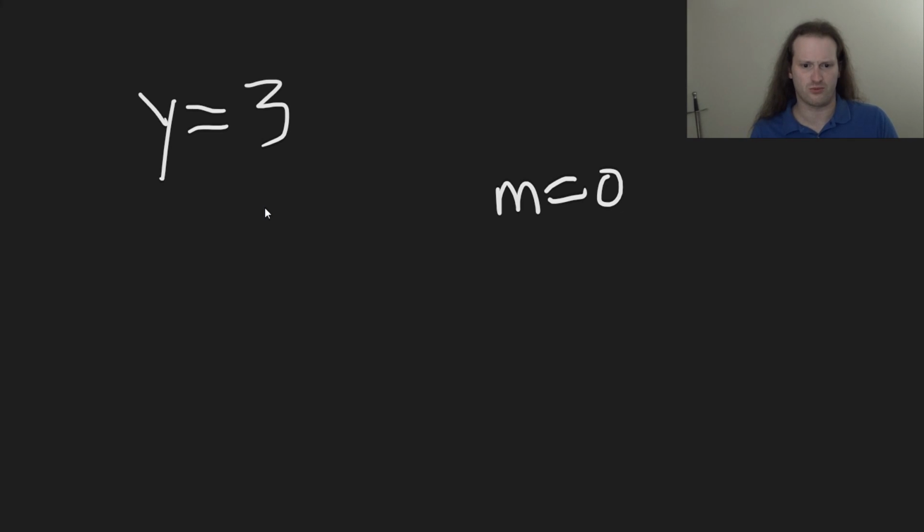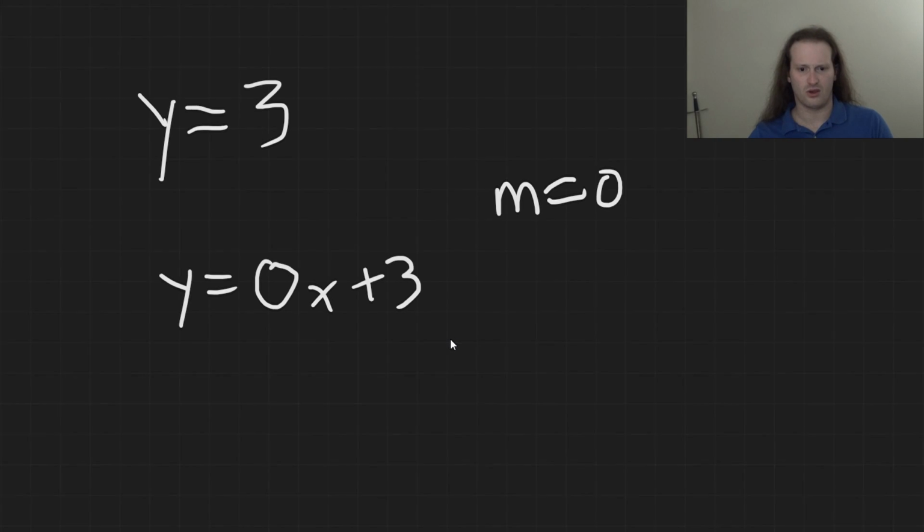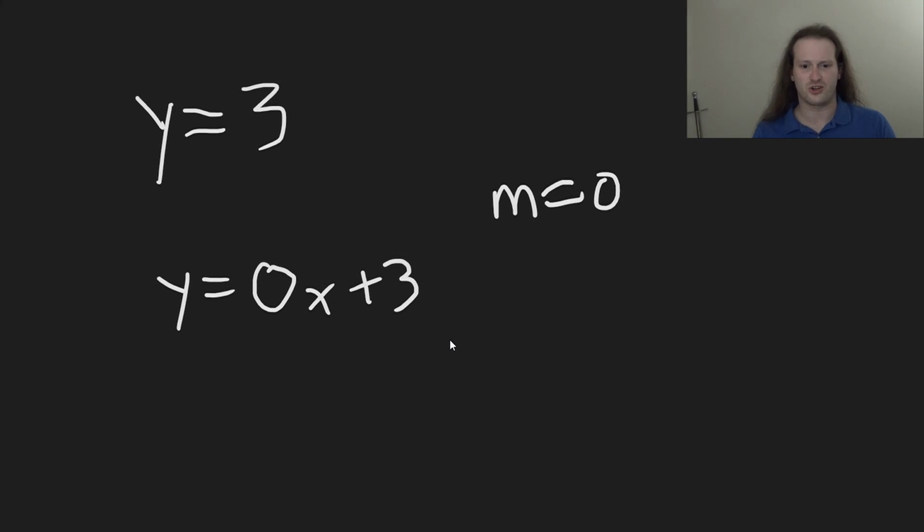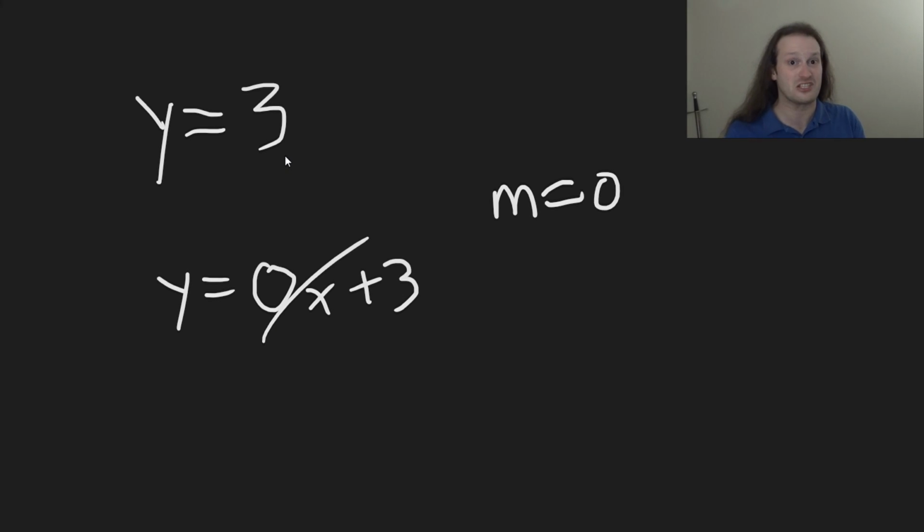So what happens if I write it out as y equals 0x plus 3? Oh, well, it's easy to see that this term goes away, and we're left with this. So what does it mean for a line to have 0 slope? Well, let's remember what the slope tells us. It tells us how steep the line is.